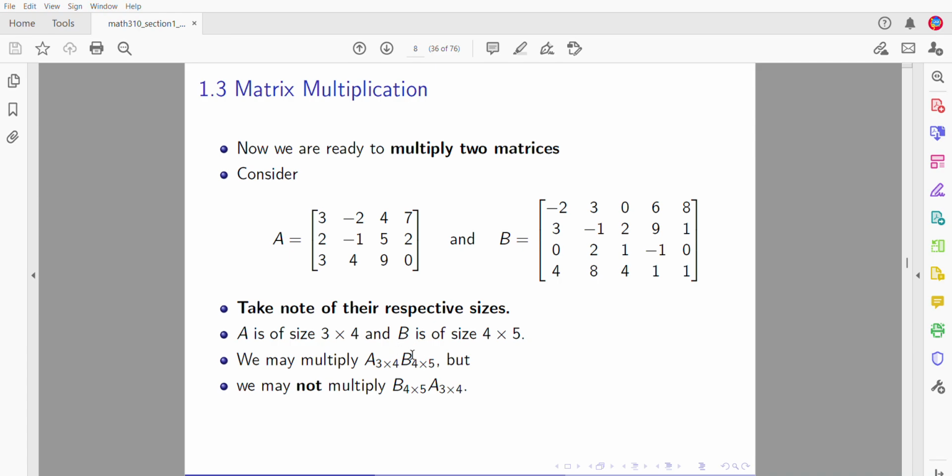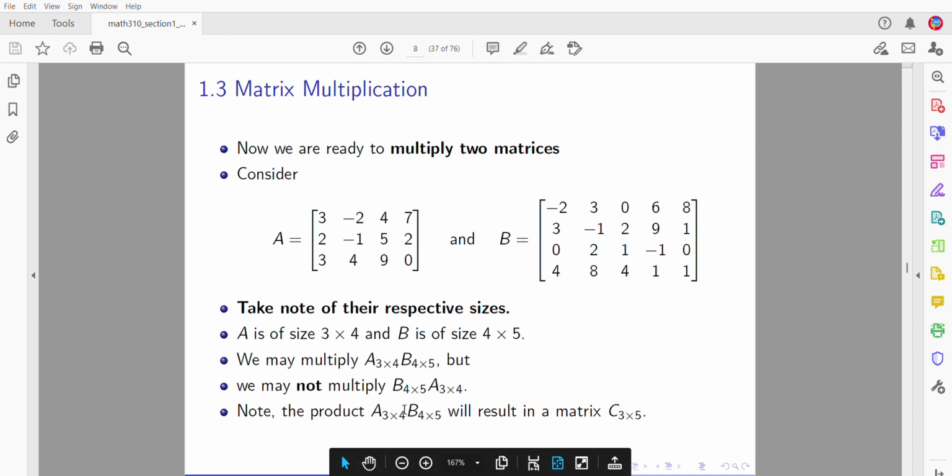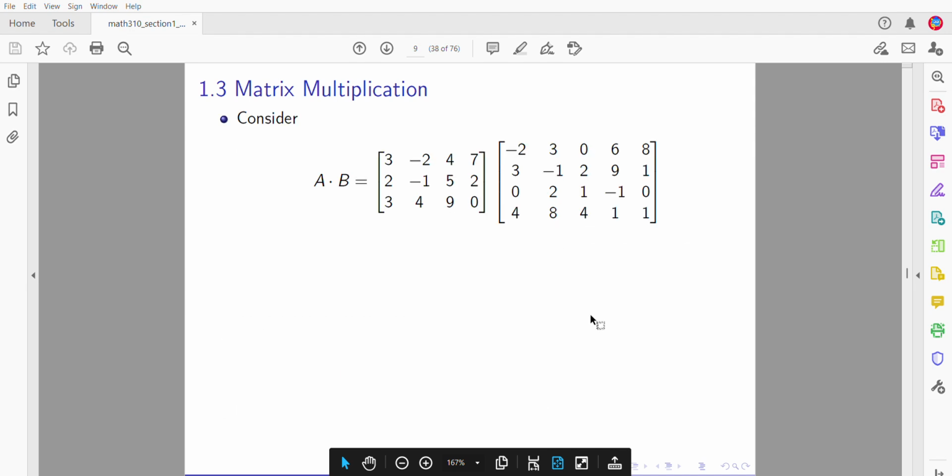Best way to remember, write the matrices down, make sure the middle numbers match. When that happens, when the middle numbers match, the result will be the end numbers. The result matrix will be 3 by 5. Okay? So, how do we multiply this?